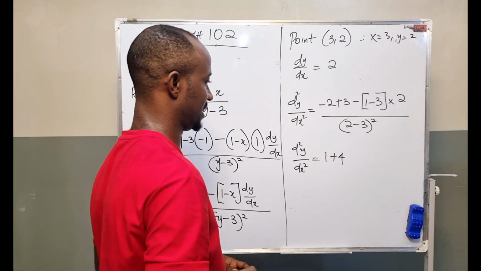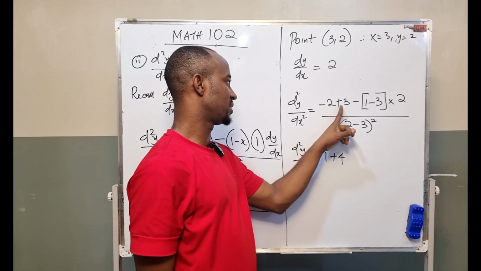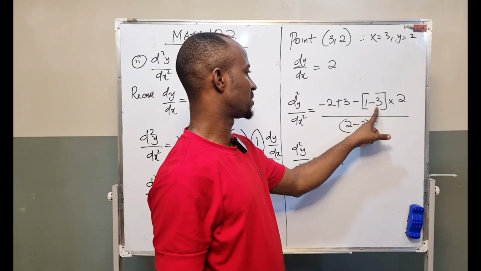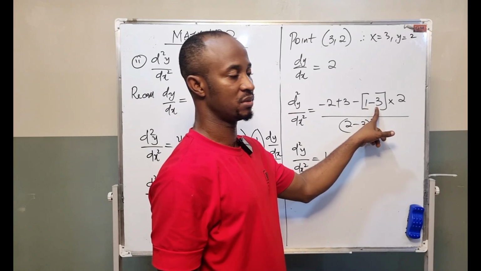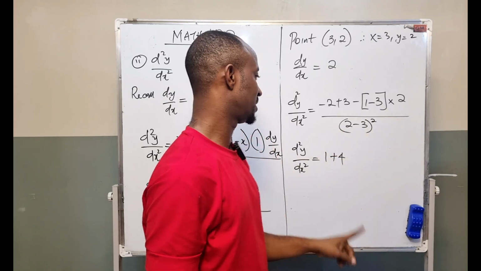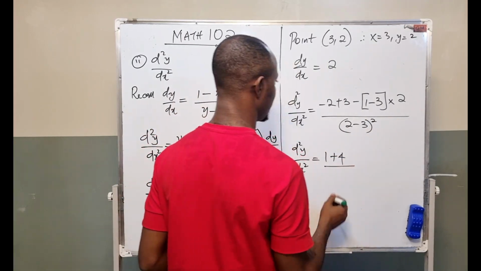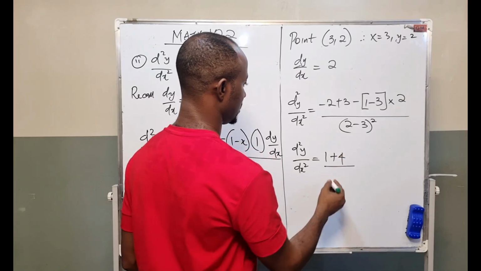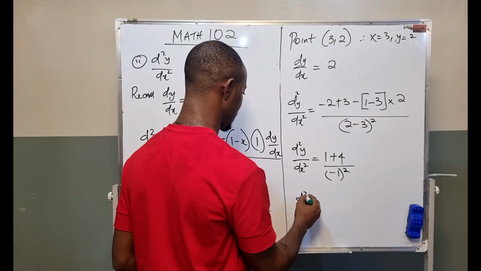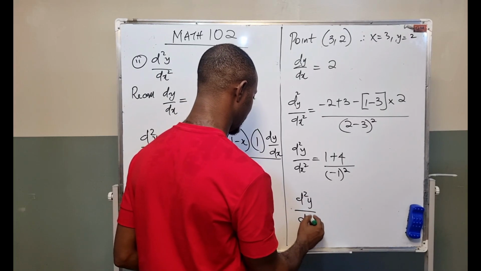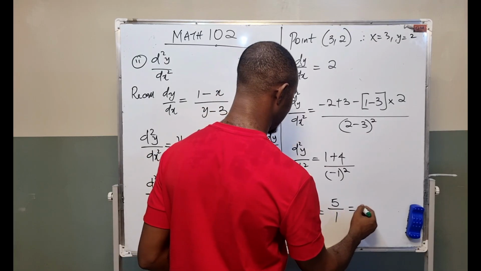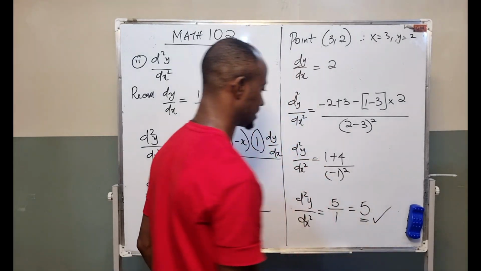I hope this is clear. Let me explain again. Minus 2 plus 3 is 1. Here we have 1 minus 3, which is minus 2. Minus 2 times minus is 2. So 2 times 2 is 4. All divided by 2 minus 3, which is minus 1, all to the power of 2. So d²y over dx² will then be 5 divided by 1. The answer here is 5. Final answer is 5 for this.